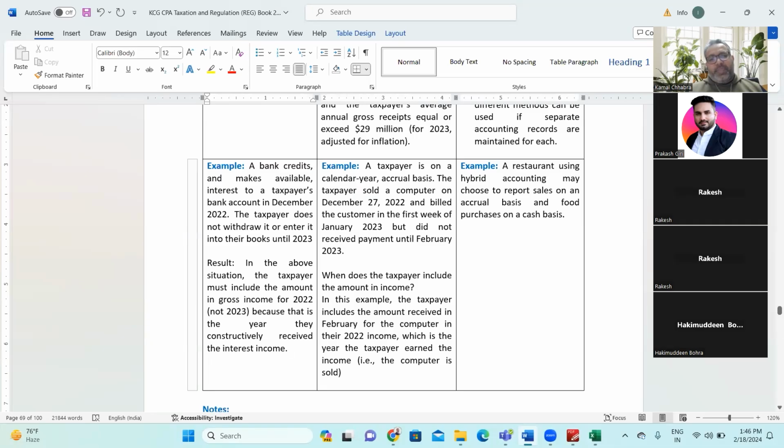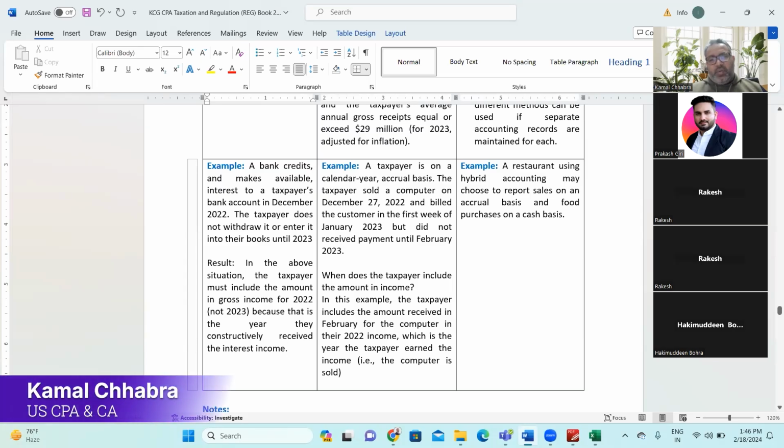Just look at this example. A taxpayer who follows the calendar year on an accrual basis sold the computer on December 27, 2022, right? Then he billed in January, and until February he has not received the money yet. So in which year should we consider this as revenue? Yeah, they should book it in 2022, sir. Right, 2022.